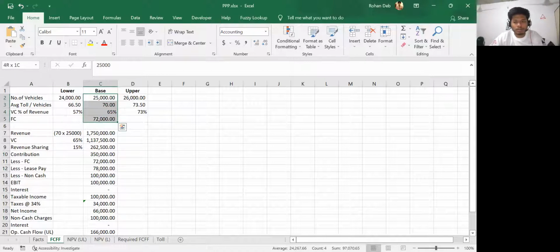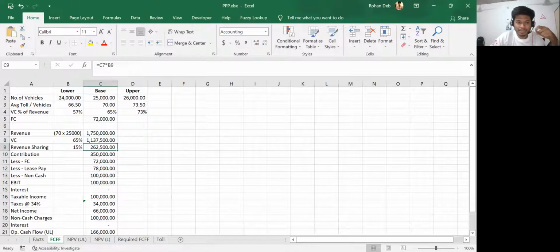Okay. So for the base case scenario, what we are estimating, there are 25,000 vehicles, each of them giving me 70 rupees toll. So 70 into 25,000 comes to 17,50,000. Okay. Variable cost given is 65% of revenue. So whatever money I'm getting as revenue, out of that 65% is variable cost. Remaining, I'm sharing 15% with the government.